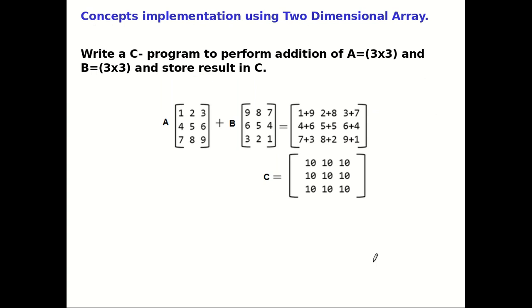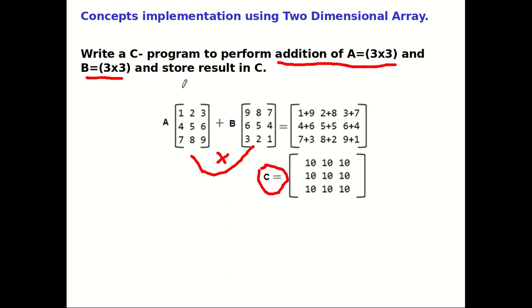Next we shall see how the two-dimensional array concept is used to implement some of the concepts. In this section we shall discuss the addition of two matrices, that is, A matrix size is 3 cross 3 and B matrix size is 3 cross 3. We want to add the matrix A with B, and we want to store the result in the matrix C here.